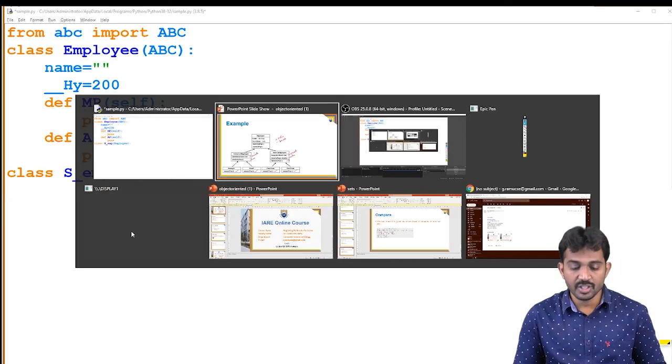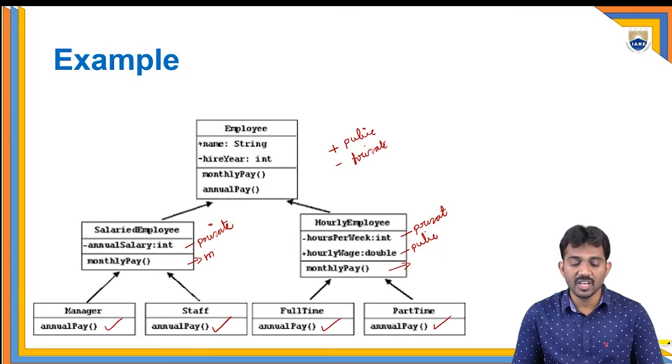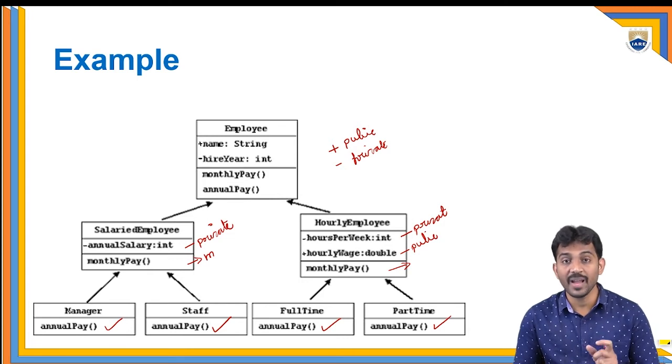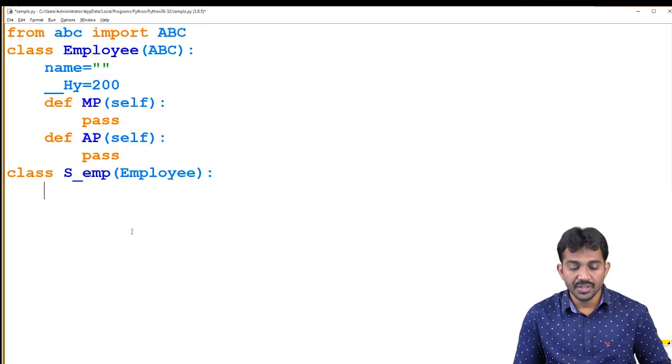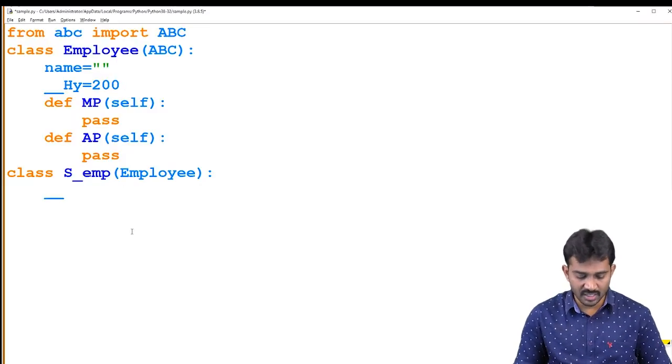Now, what variables are available here? Annual salary, that is also a variable. Annual salary is also private. So private means we should take an underscore, with annual salary equal to 0.